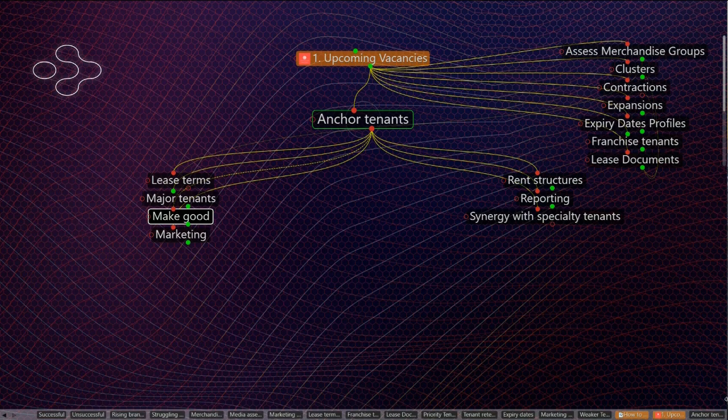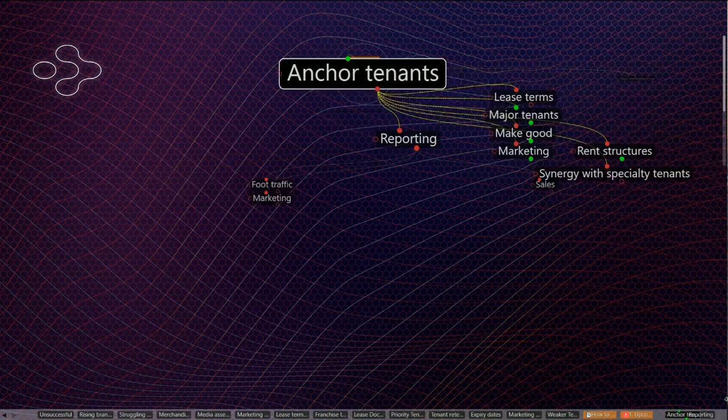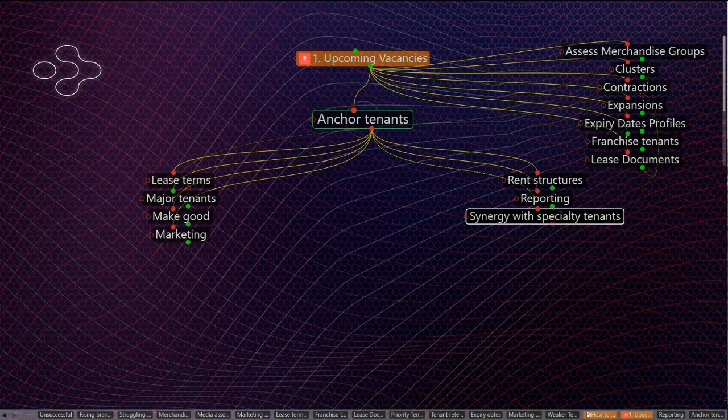As part of an anchor tenant assessment, look at their marketing, what they're doing seasonally, and whether it's benefiting them and the results they're getting from it from a sales perspective. Review the rent structures that they have for that particular anchor tenant, the reporting requirements to the landlord. That will be in these sorts of things such as sales, foot traffic and marketing. Going back further here, look at the synergy between the anchor tenants and the specialty tenants in the property.